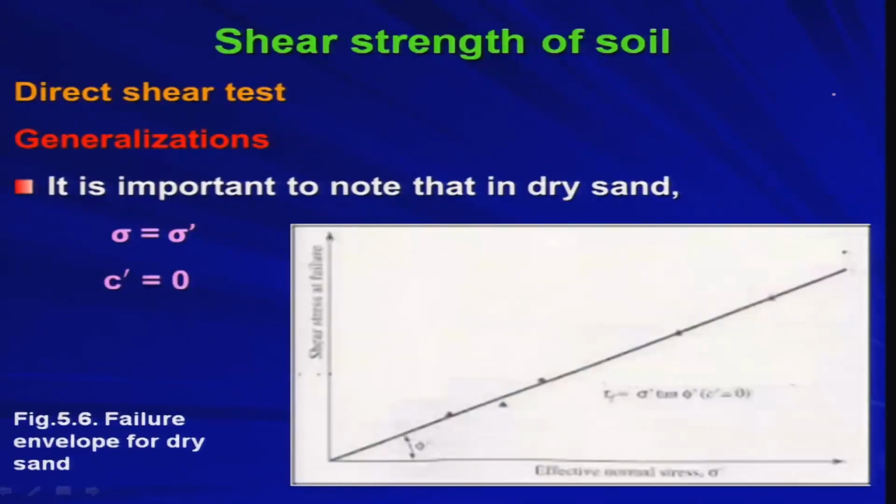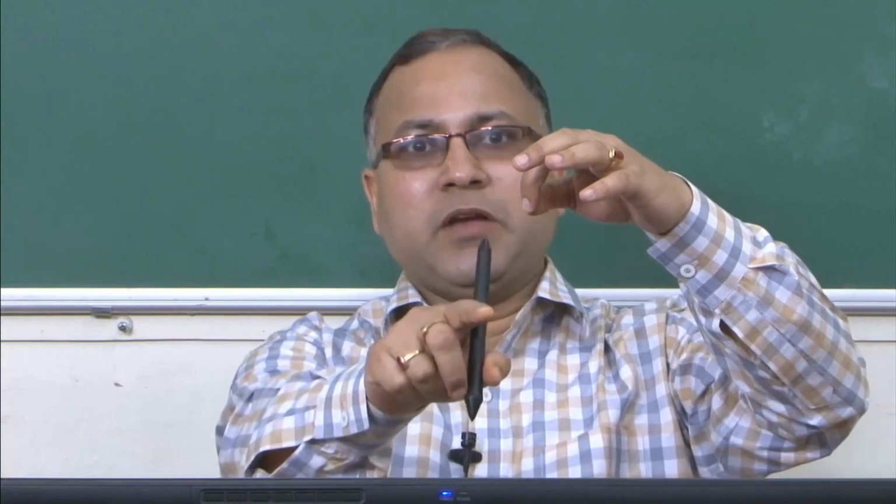If you plot this behavior for dry sand obtained from the direct shear test, the failure envelope will look like this. Along the y axis you have the shear stress at failure, and along this axis you have the effective normal stress. In the direct shear test, you apply some constant normal stress and then shear it till failure.